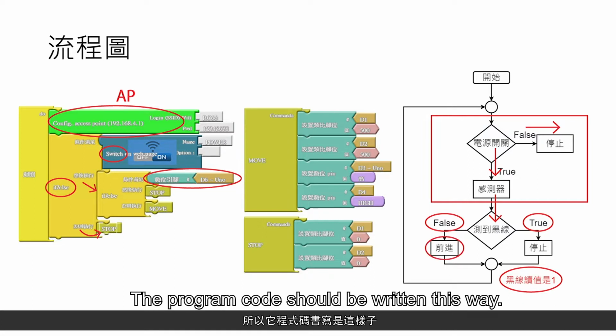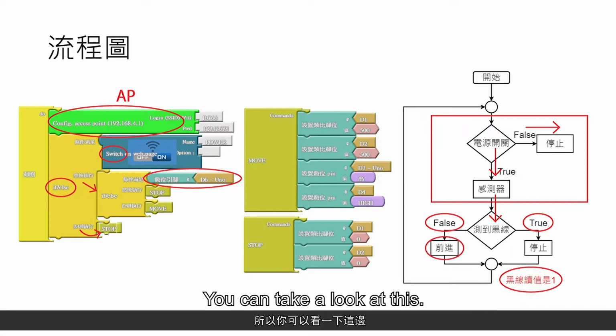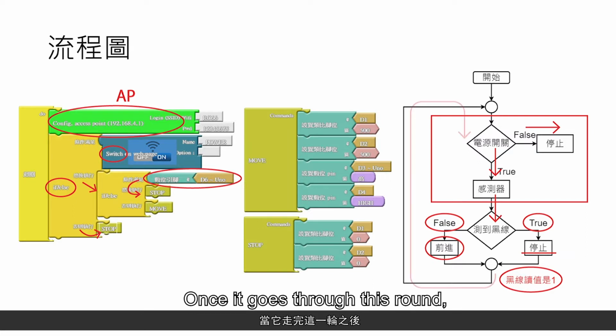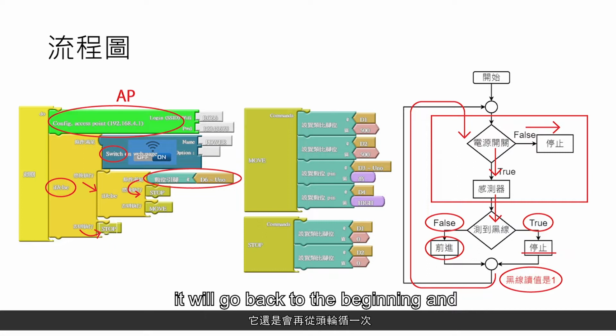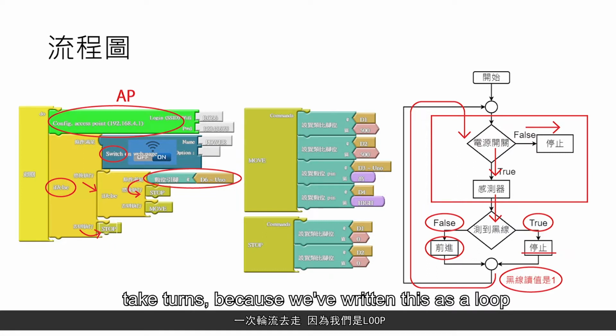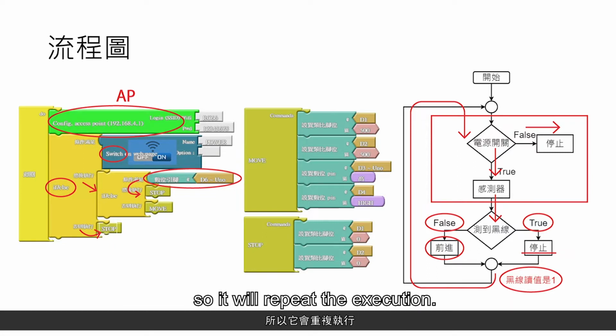The program code should be written this way. You can take a look at this. When it encounters a black line and it's true, then it will stop. When it's false, it will move. Once it goes through this round, it will go back to the beginning and take turns because we've written this as a loop, so it will repeat the execution.